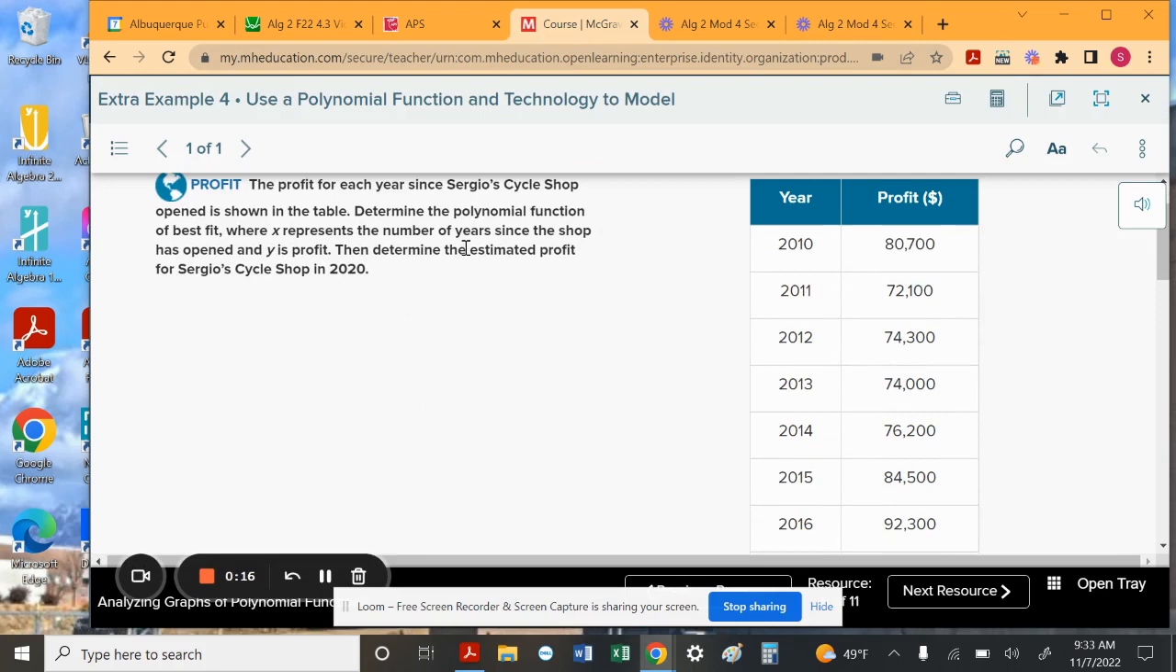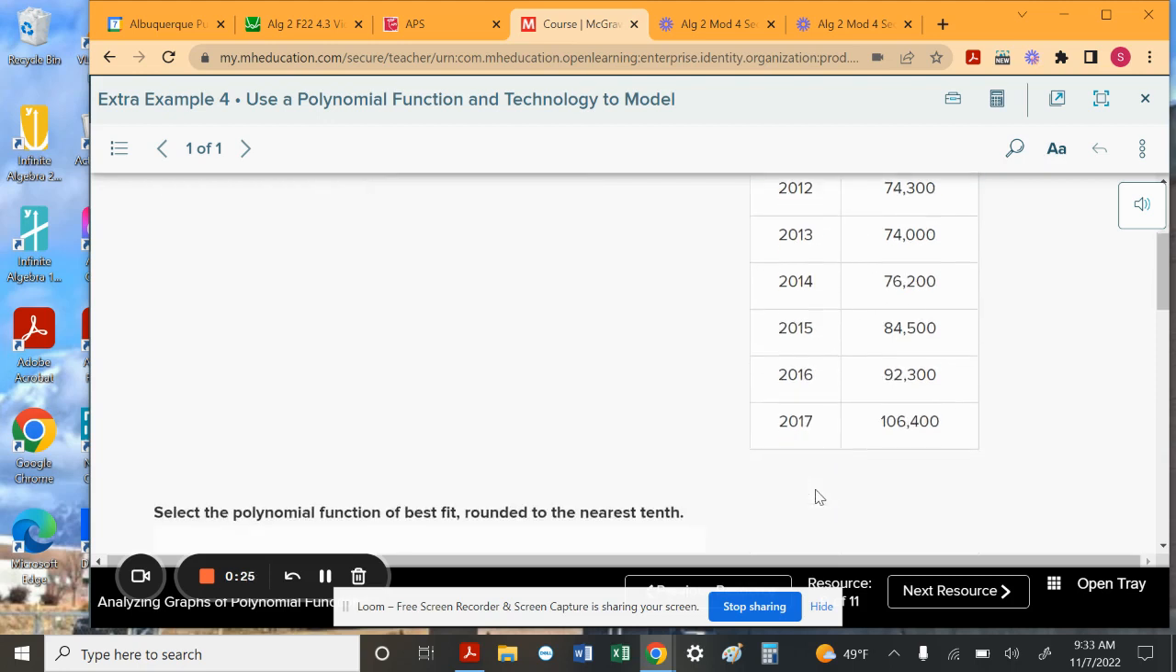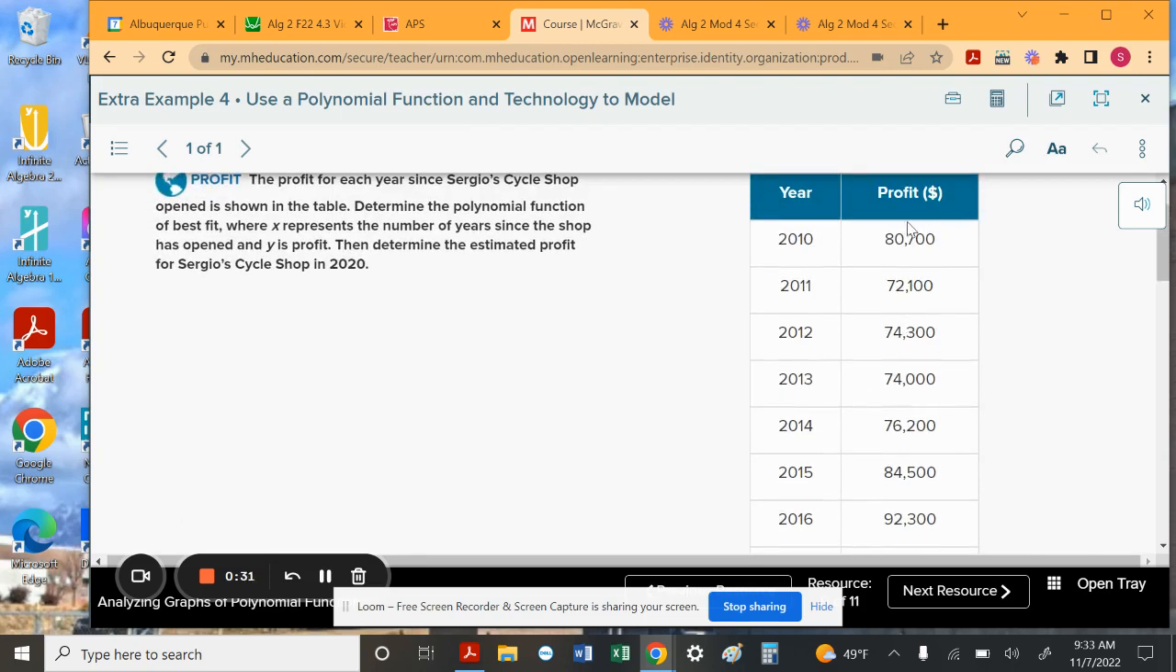It shows the number of years since the shop was opened, and Y is what is known as the profit. So we can see what's happening over the years as we go through to 2017 and how the profit is increasing in some cases and actually decreasing right at the very beginning. So not a whole lot of changes, but you can see what's happening there.